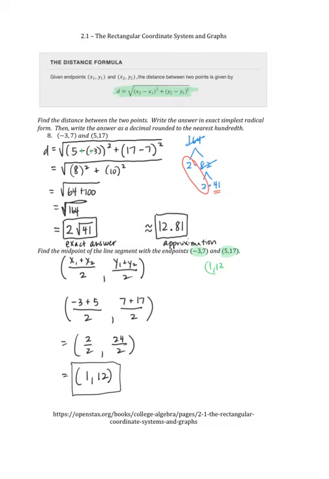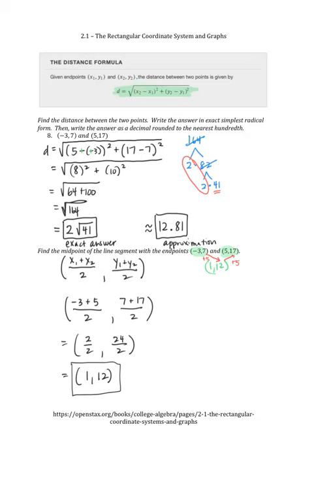Okay, now I'm going to do the same thing for the y values. Oops, let me go back and put that parentheses back. All right, so now if I want to check the y values, from 7 to 12, I add 5. From 12 to 17, I add 5. So it has the same pattern there as well. So this makes sense. So (1, 12) is my midpoint.